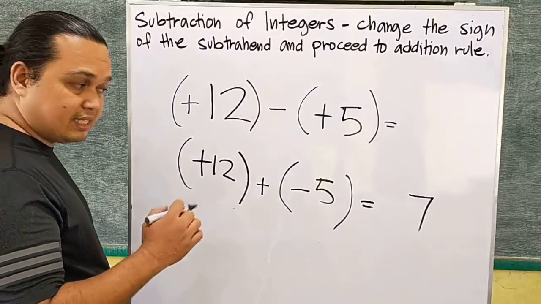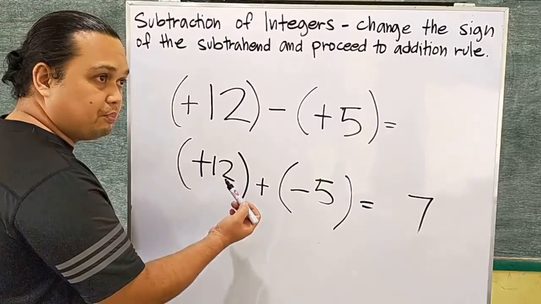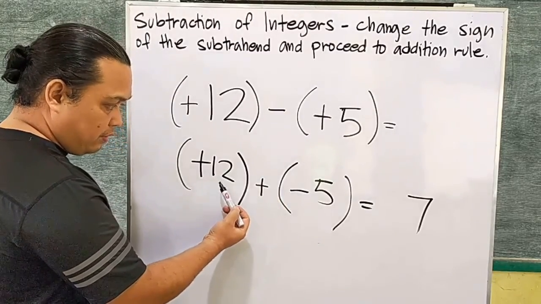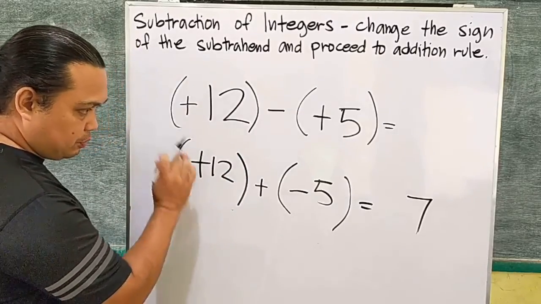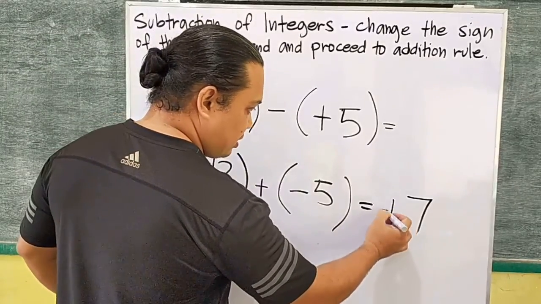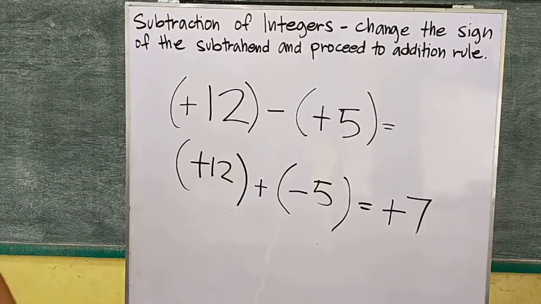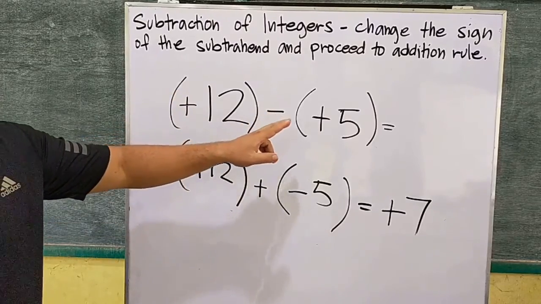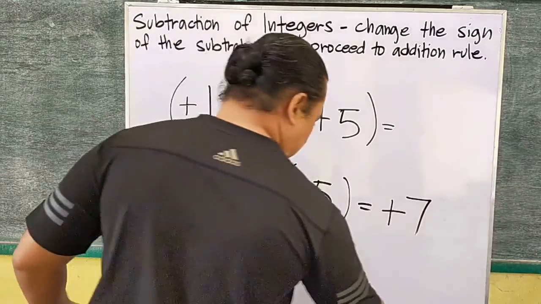And copy the sign of the number that has the bigger value. Between the two, we have 12 for the bigger value, and its sign is positive, so 7 here will become positive. And that will be our answer. Positive 12 minus positive 5 is equal to positive 7. Now let's have some more examples.